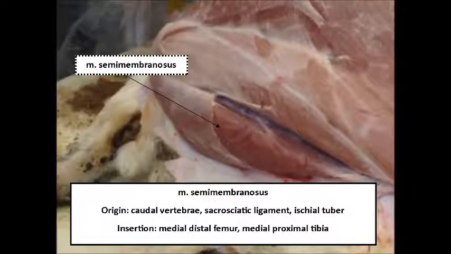The semimembranosus muscle originates in the caudal vertebrae, sacroiliac ligament, and ischial tuber and inserts in the medial distal femur and the medial proximal tibia.